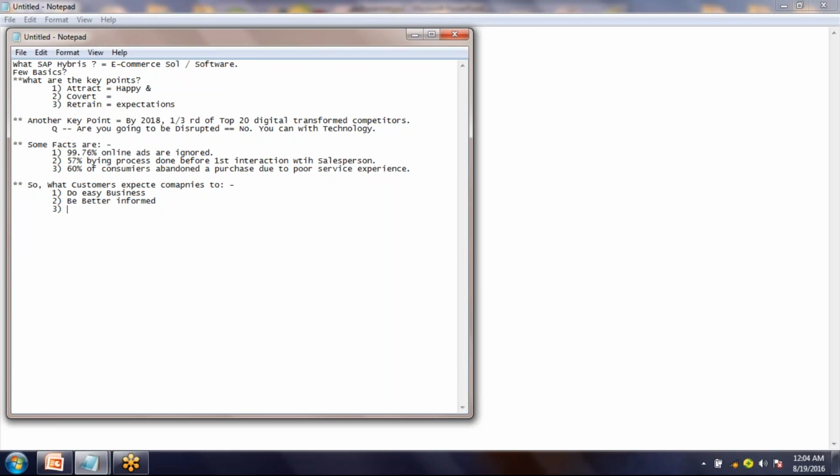The third thing customers expect from the company is to be one step ahead, one step ahead of the game. They don't want to be lost, they want to be one step ahead. The fourth one is be present wherever they hang out. That means if they hang out in a particular situation, you need to be available for them. These are the things customers expect from companies.